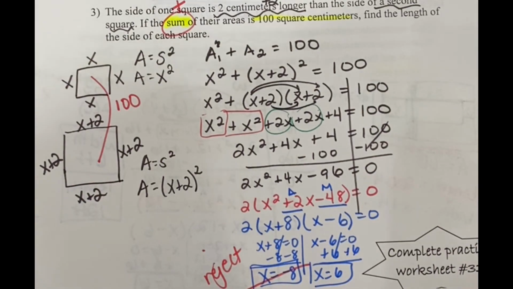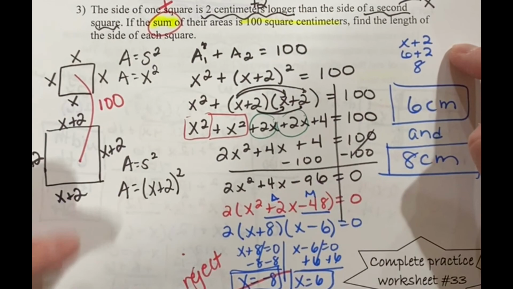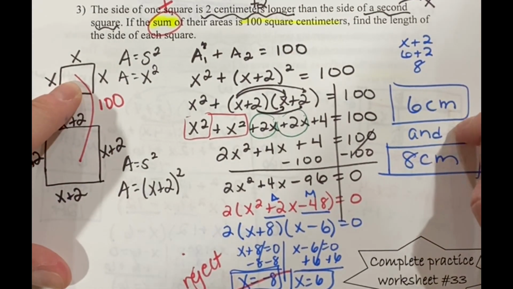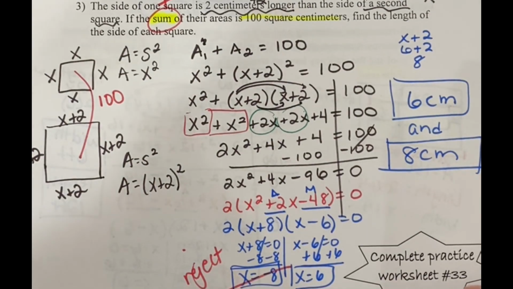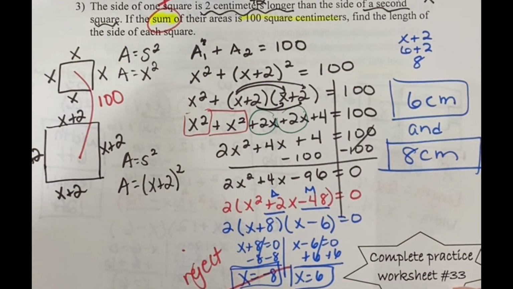So now I'd like you to pause this video and come back to check your length of each square. When you substitute in for the second square, the first square is 6 centimeters, and the second square, the length is 8 centimeters.